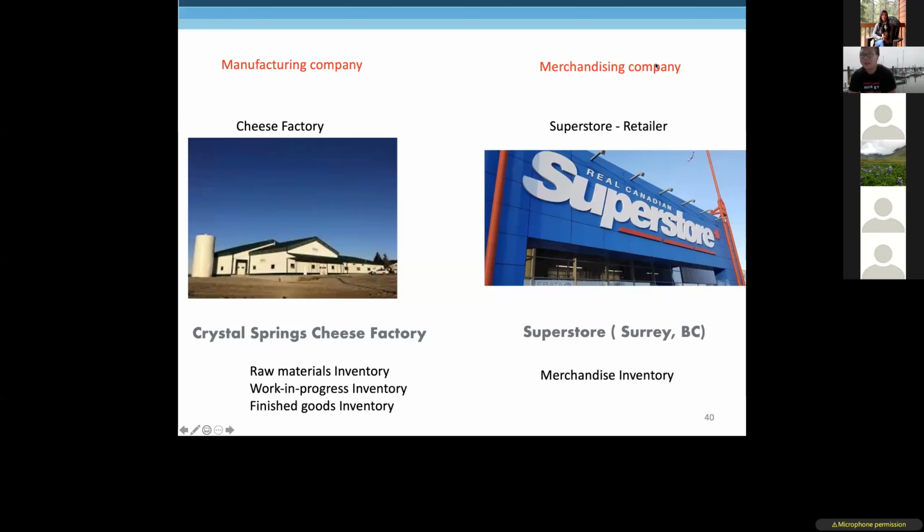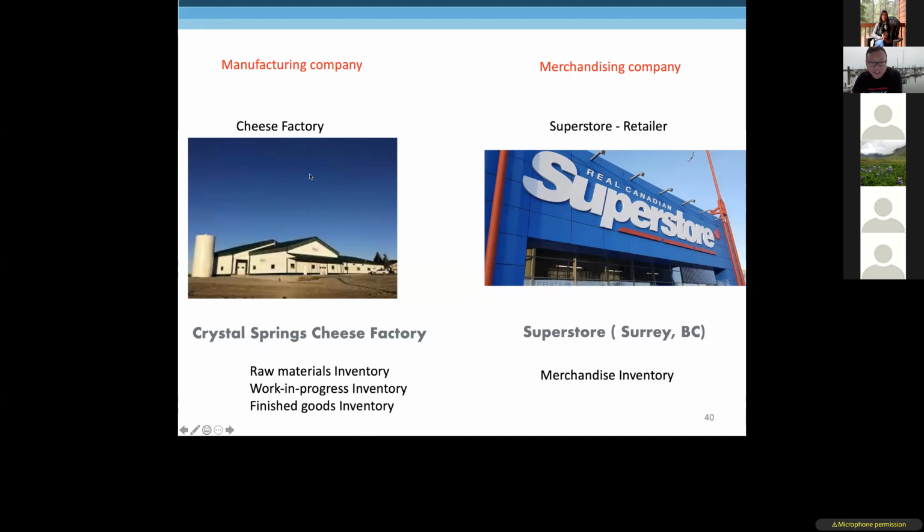Okay, so now let's talk about the difference between a manufacturing company and a merchandising company. For the cheese factory, they are making cheese. This is a manufacturing company, and they have three inventories: raw materials, work in process (sorry, this is a typo), and the finished goods inventory. And for Superstore, they only have one inventory called the merchandise inventory.